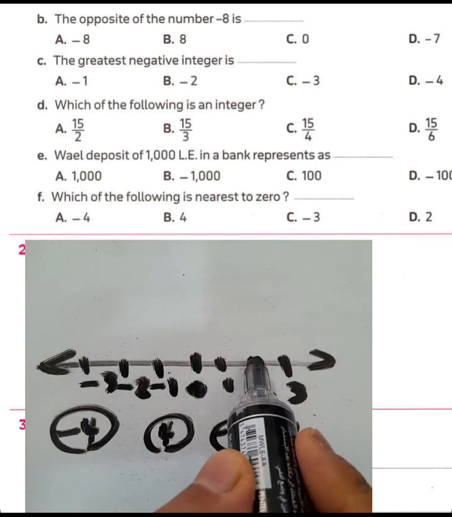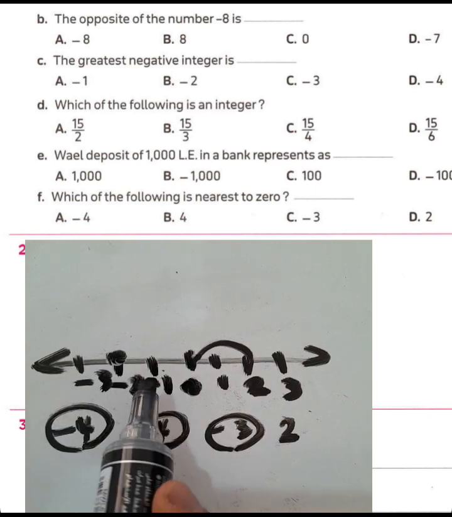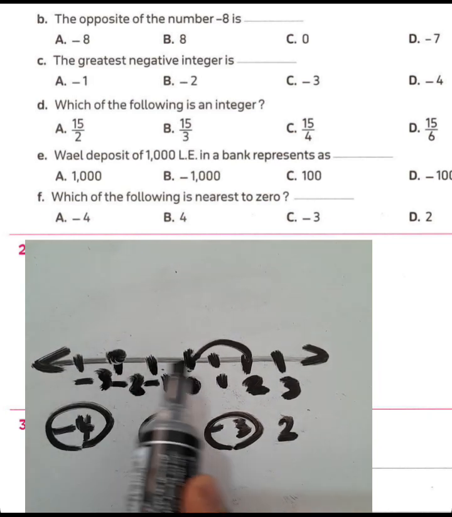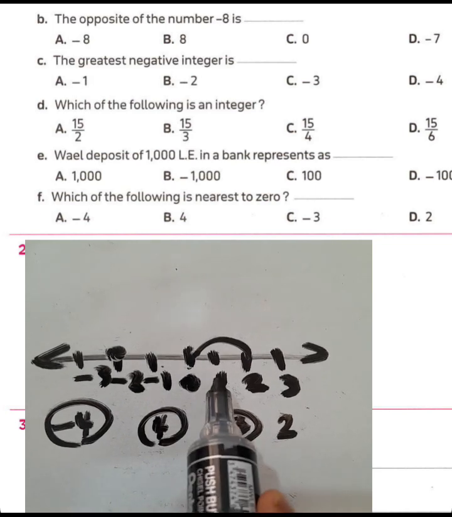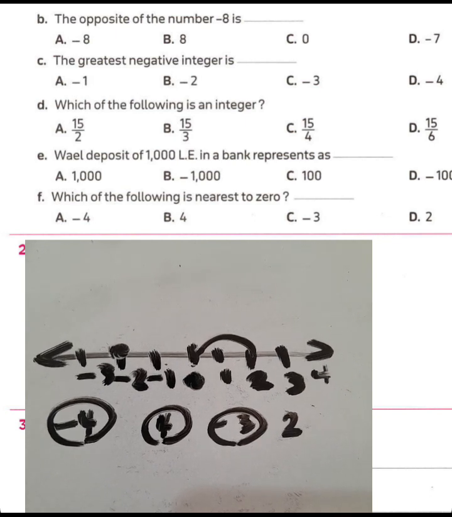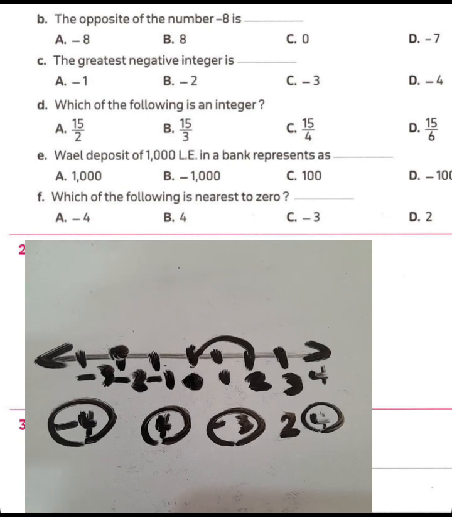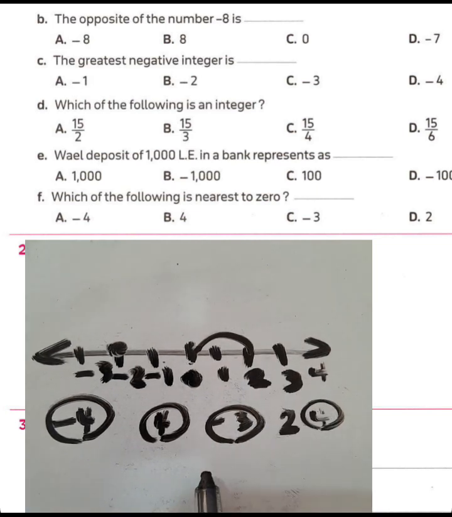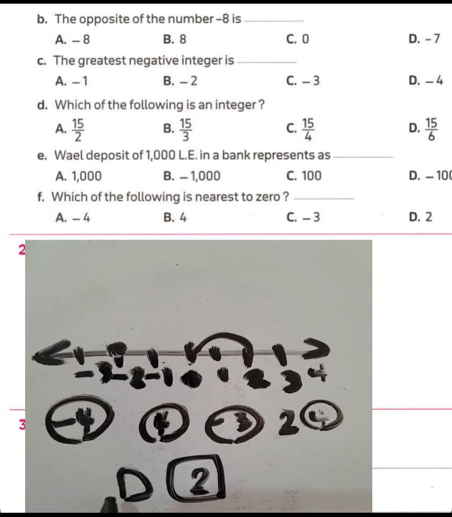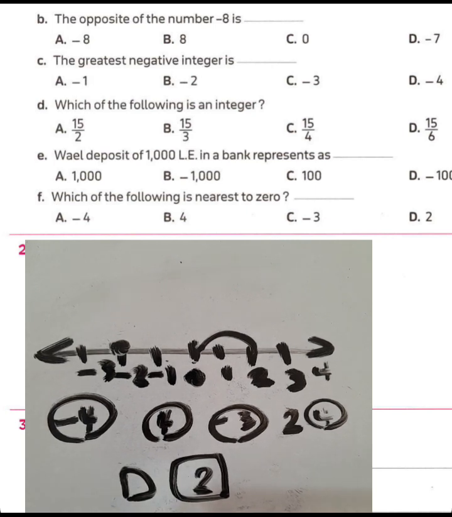Look at 0 and 2, the difference between them is 2. The distance between 0 and negative 3 is 3 units, and the distance between 0 and 4 is 4 units. In this example you want to find the number nearest to 0. Which of the following is nearest to 0? It will be 2. You must choose letter D about question letter F. The result will be 2. Choose letter D because the distance between 0 and 2 equals 2.